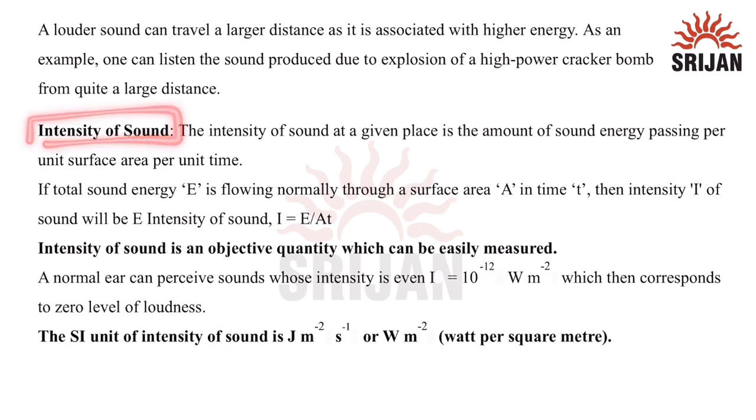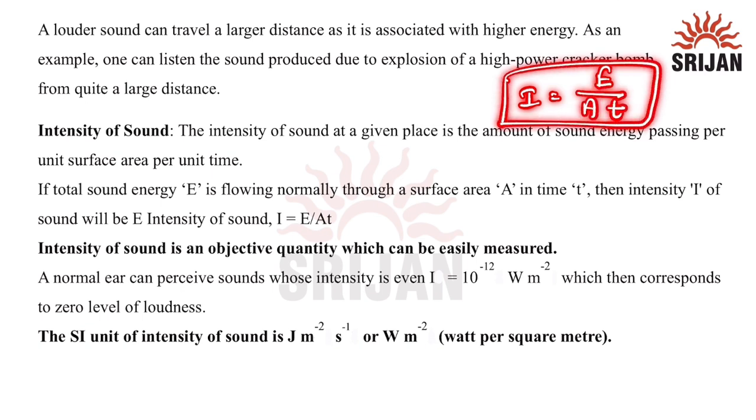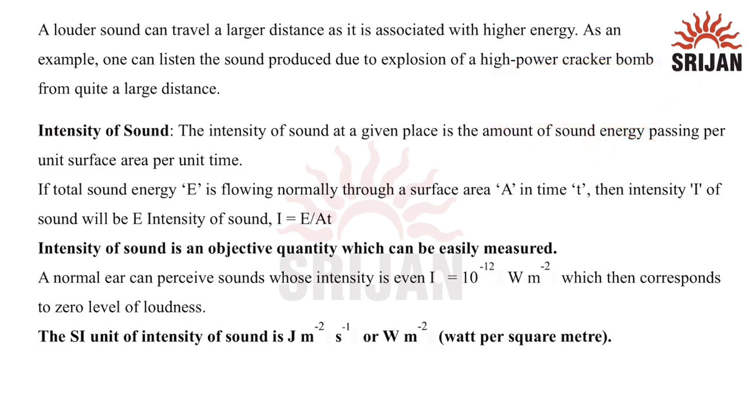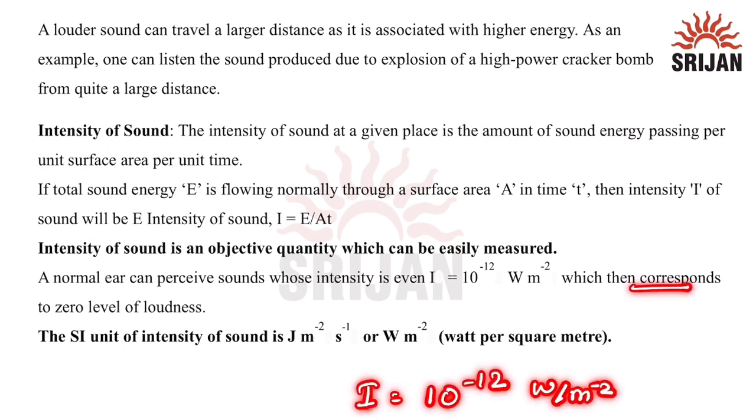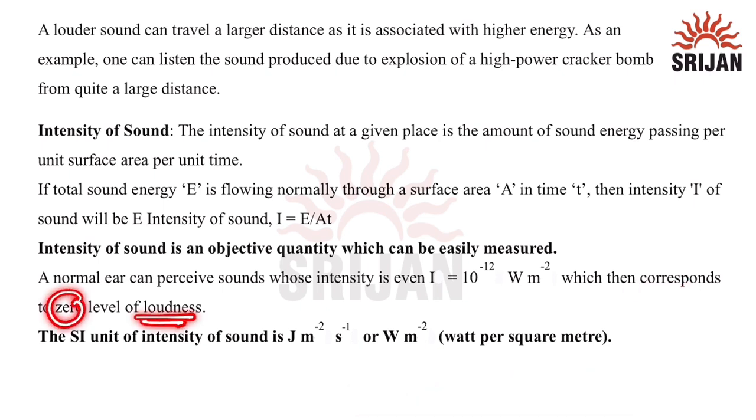Second is the intensity of sound. The intensity of a sound is given by the amount of sound energy per unit time per unit area. So this is the formula of intensity. Here E is the sound energy, A is the surface area and T is the time. Intensity is an objective quantity which can easily be measured. A normal ear can perceive sound whose intensity is even 10 to the power minus 12 watt per meter square, which corresponds to the zero level of loudness.